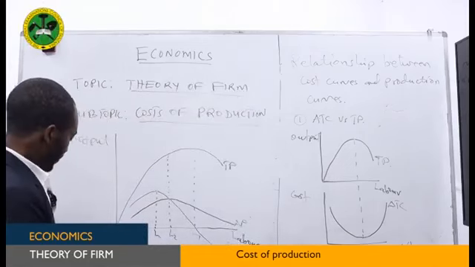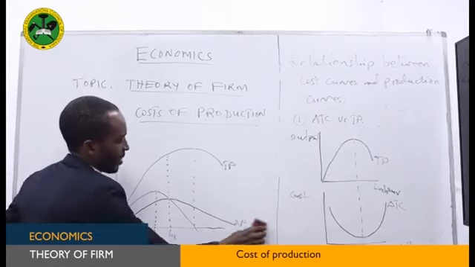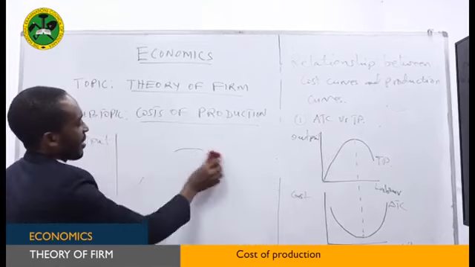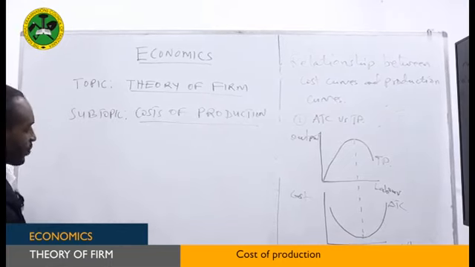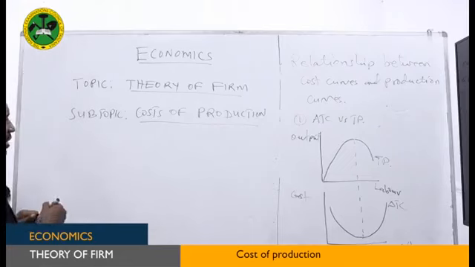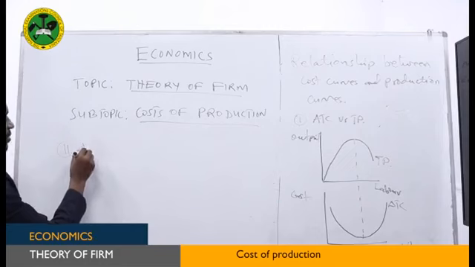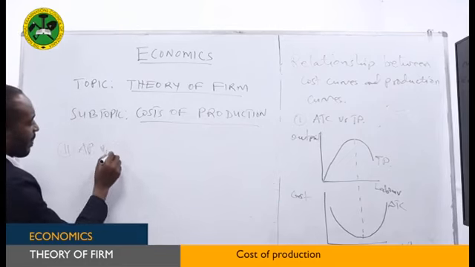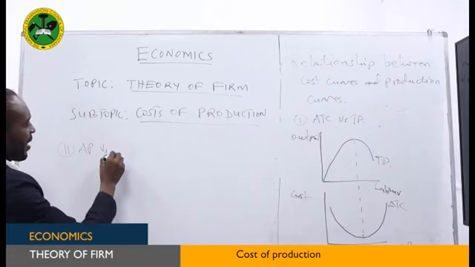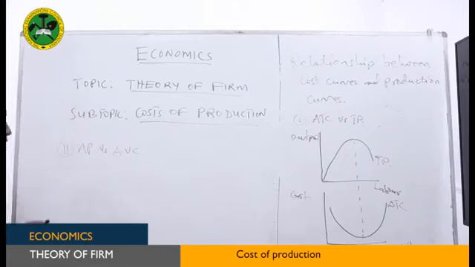Then next is the relationship between average product and average variable cost. The second case is average product versus average variable cost.